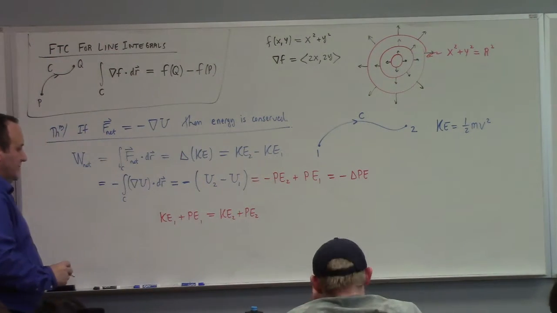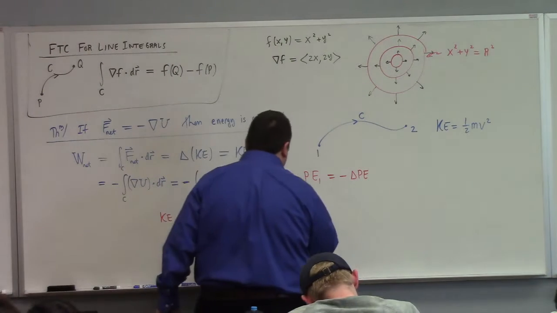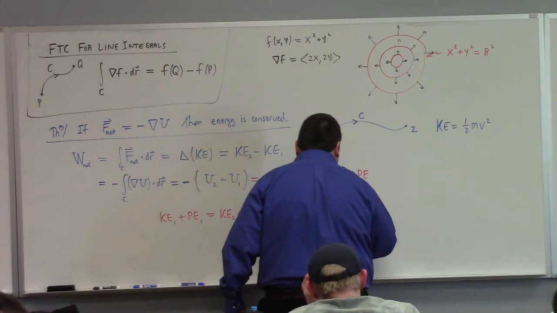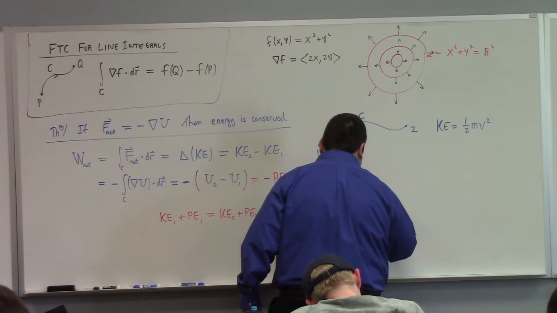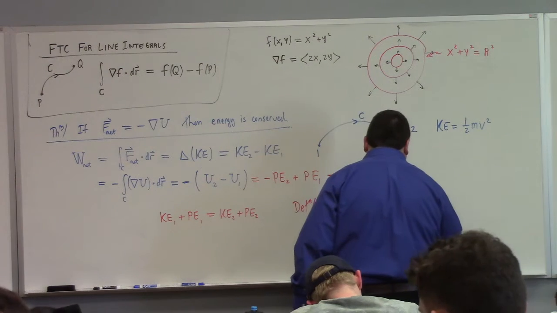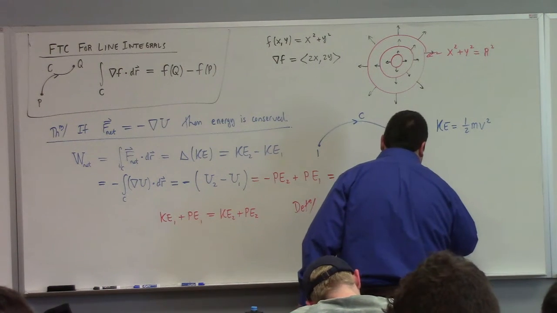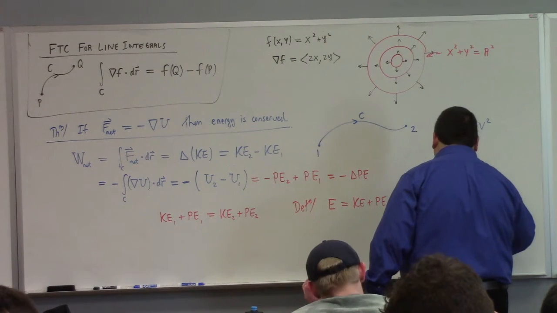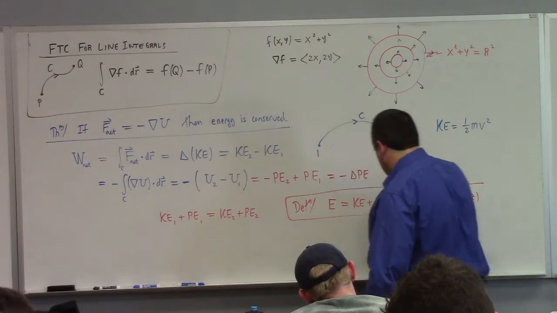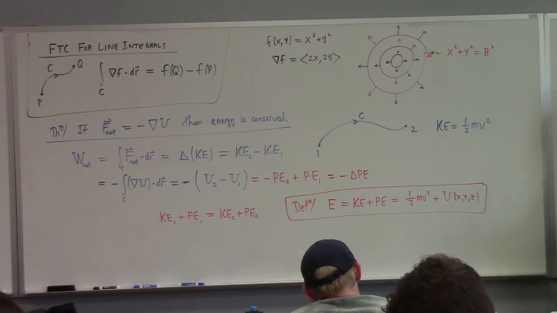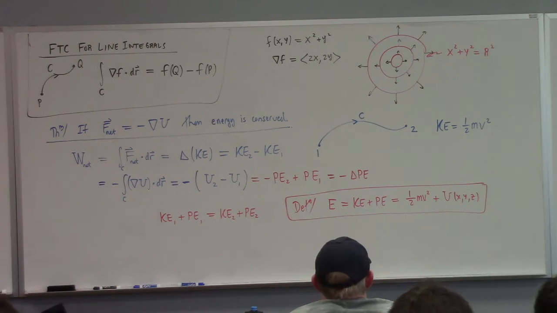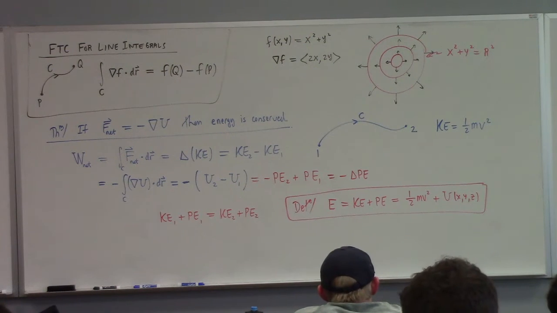Which is just very cool, because then we can make a definition. The total mechanical energy, which we'll call E, is equal to kinetic energy plus potential energy, or for our current notation, 1/2 mv squared plus u, which for us is usually a function of x and y, or possibly x, y, and z if we're thinking three-dimensionally. So this is the total mechanical energy. The total mechanical energy is the sum of both the potential and the kinetic energy. And it has to be conserved if the net force is conservative.